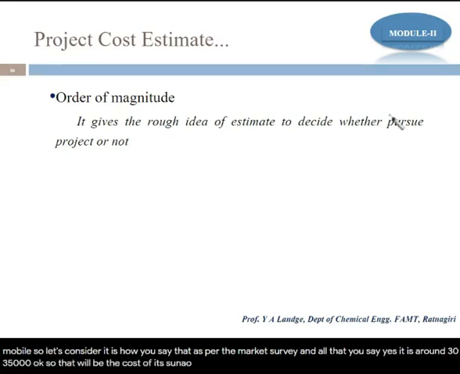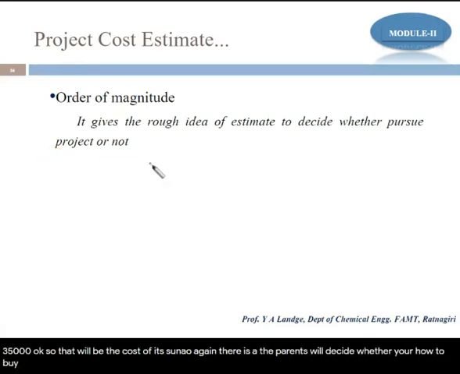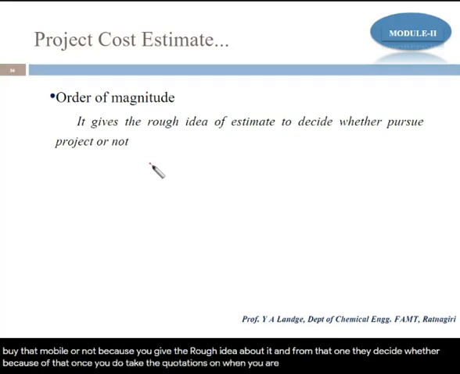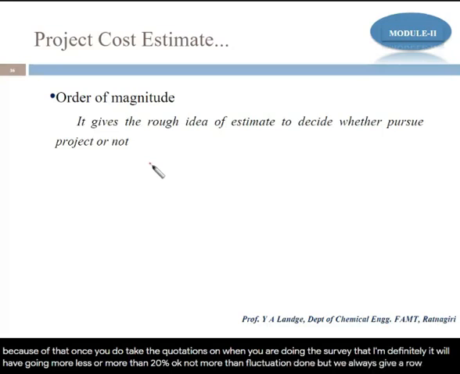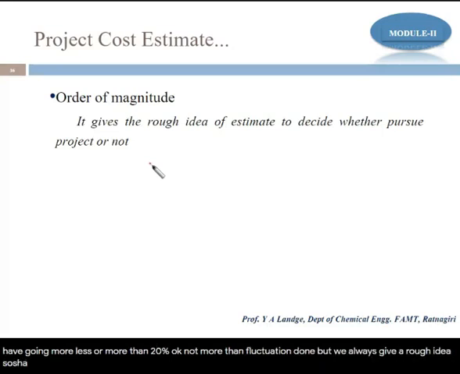Now the parents will decide whether you have to buy that mobile or not, because you gave the rough idea and from that they decide. Once you take the quotations or do the survey, it will definitely be less or more by around 20%. Not more fluctuation than that, but yes, we always give a rough idea. So when we are doing the cost estimation, the first thing is the order of magnitude, which means we are giving a rough idea about it.